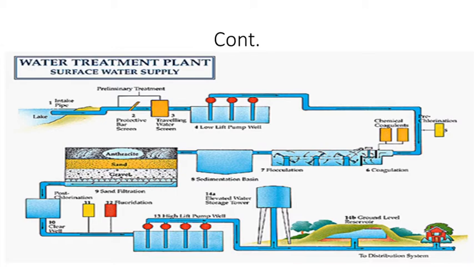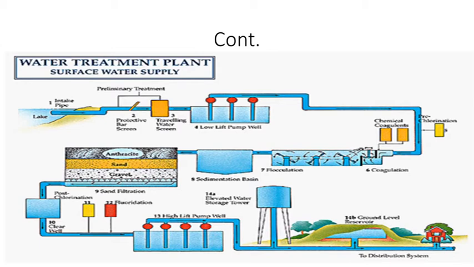Next, we discussed the base material. Gravel is the base material for both the slow sand filter and the rapid sand filter. The depth for the slow sand filter varies from 30 to 75 centimeters, and the depth for the rapid sand filter varies from 45 to 50 centimeters.